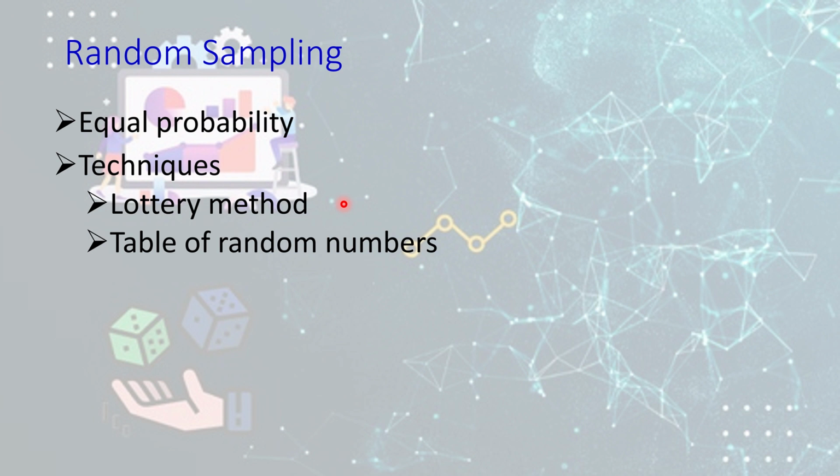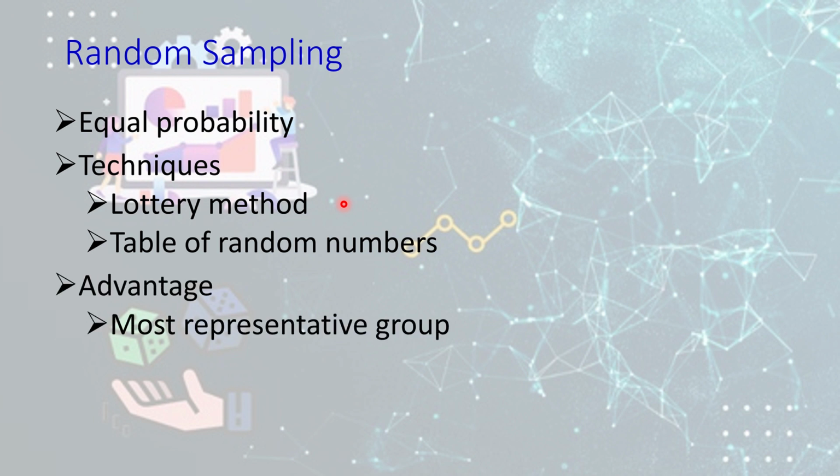Or you may simply say class number 1 is selected, class number 10 is selected, class number 15 is selected, class number 16 is selected, class number 20 is selected, and so on. You can simply call the class roll numbers, or call them codes, that these numbers are selected. So that is known as random sampling.